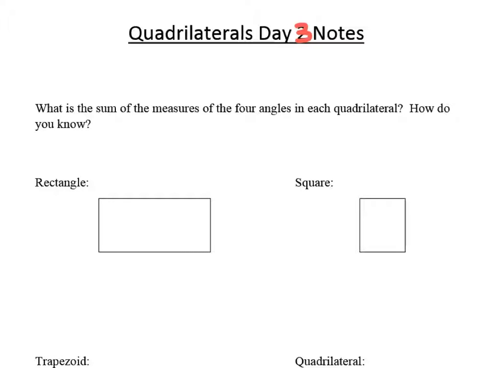We are in quadrilaterals day 3, and our focus today is going to be on the sum of the angles of a quadrilateral. So for the first problem, it says, what is the sum of the measures of the 4 angles in each quadrilateral, and how do you know?